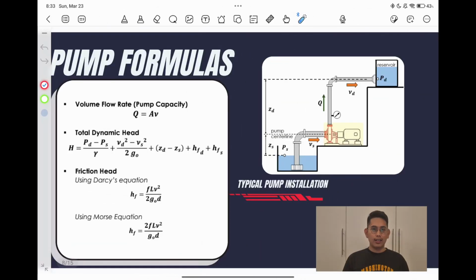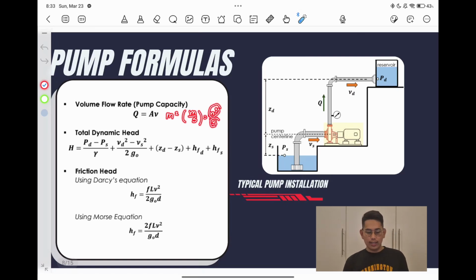So, ang next natin is ang pump formulas. First in the list is ang volume flow rate or the pump capacity. It's denoted by the symbol Q. So, it is equal to the area times the velocity. Kasi kapag may area, which is meter squared, times mo siya sa velocity na meter per second, magiging siyang meter cube per second, which is the volume over time, volume flow rate.